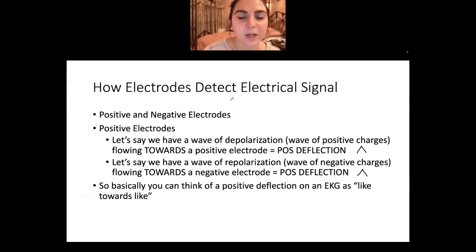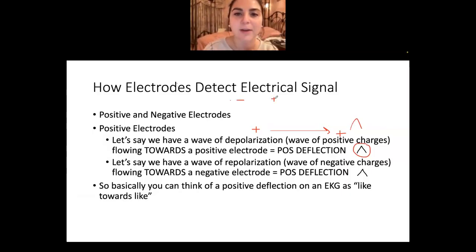So with that, how this is going to detect electrical signal is, we already talked about how a wave of depolarization is making a cell more positive, right? So let's say we have this wave of depolarization, a wave of positive charges going towards a positive electrode. That's going to look like a positive deflection electrically. On the EKG, it's going to look like a little upwards deflection. So having a positive go towards a positive makes an upward deflection.